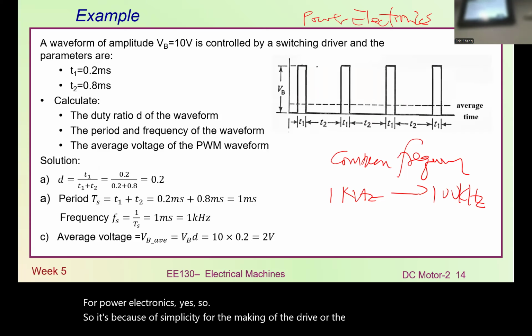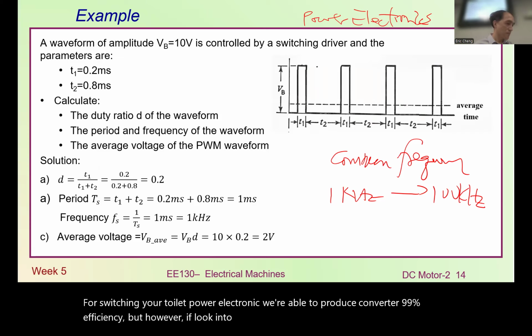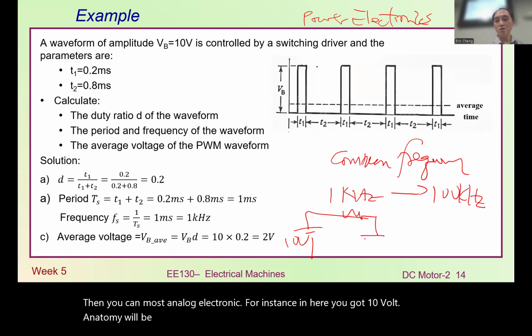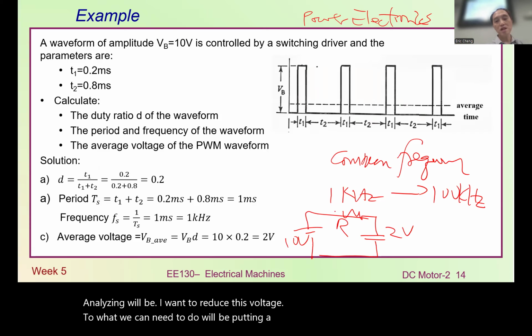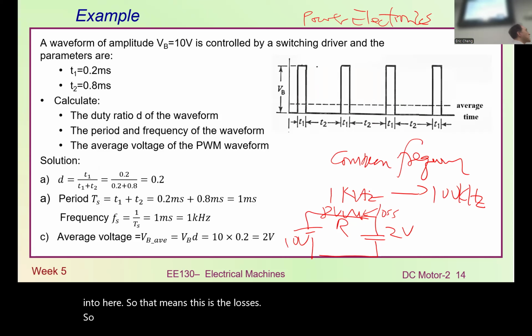That's a really good question. Why do we want to do that? Mainly because of efficiency. With switching electronics, power electronics, we're able to produce a converter with 99% efficiency. However, if you look into analog electronics, for instance, in here we got 10 volt. With analog electronics, I want to reduce this voltage to 2 volt. What we would need to do is put a resistor here to dump the energy of 8 volt. That means this is the losses. So analog electronics would mean putting in a variable resistor, or maybe some variable resistor, whatever.